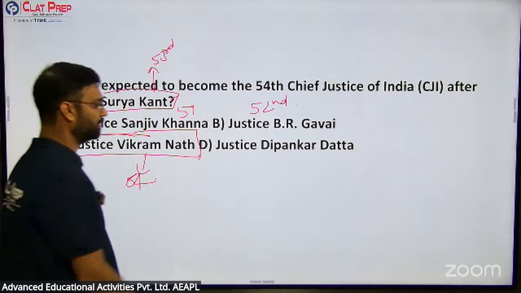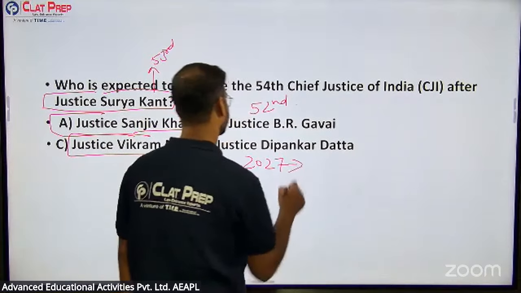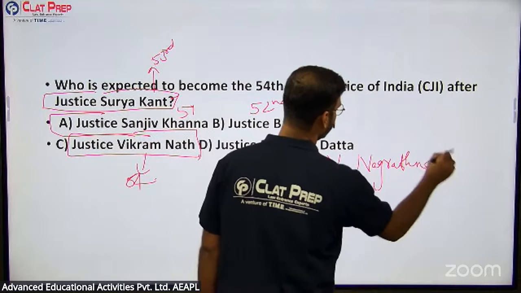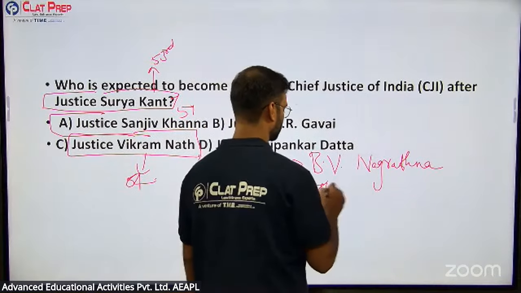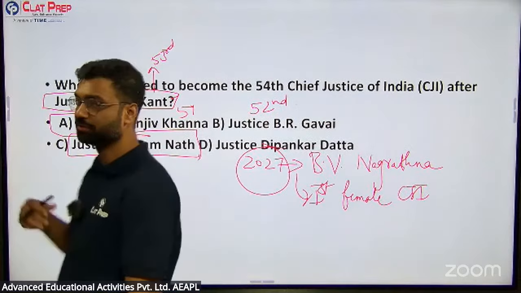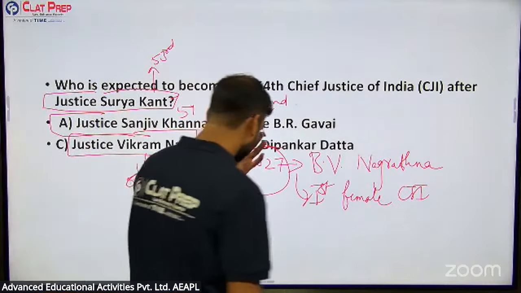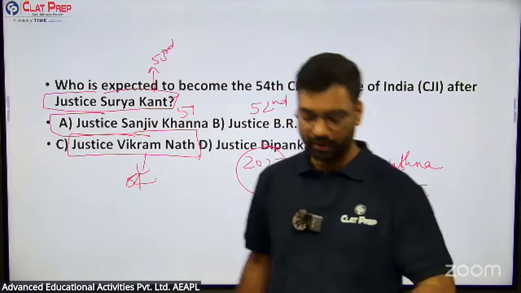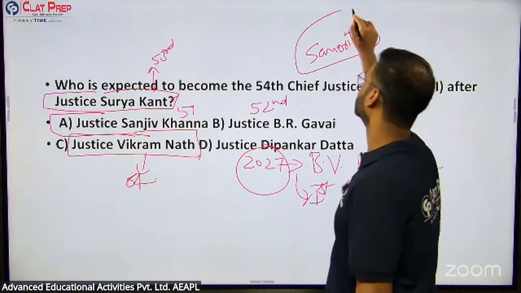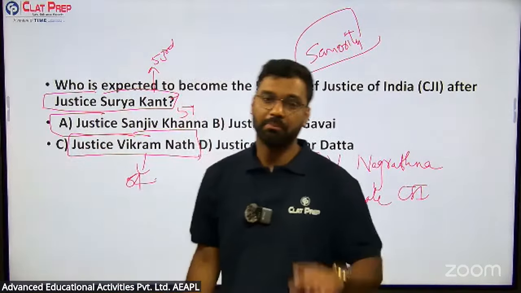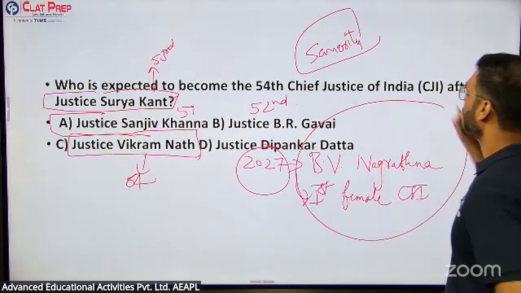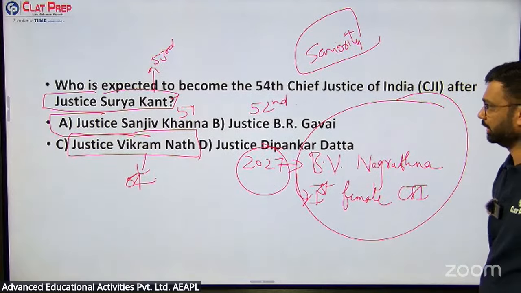And of course, in 2027, we will have our first woman CJI. In 2027, Justice B.V. Nagaratna is expected to become the first female Chief Justice of India. Now, apart from this, you should also know that the Chief Justice of India is appointed on the basis of seniority. There is no constitutional provision which says that the senior-most judge should become the CJI, but it is a convention that we have followed over a period of time. And if we follow the same convention, we will have Justice B.V. Nagaratna as the first female CJI of India.